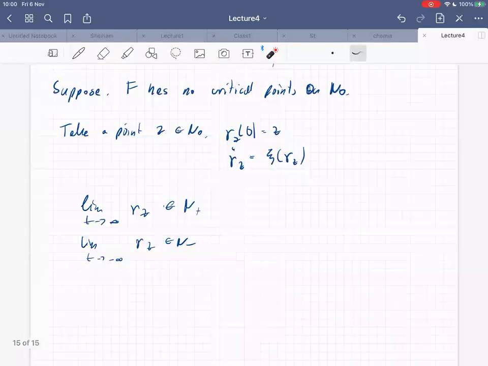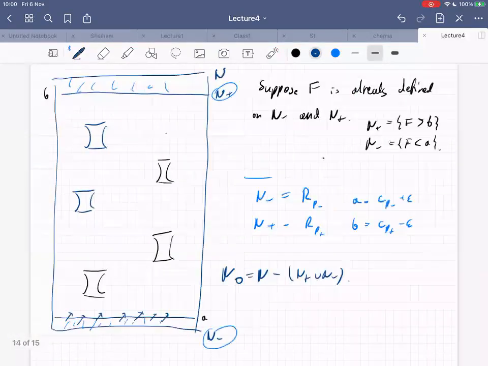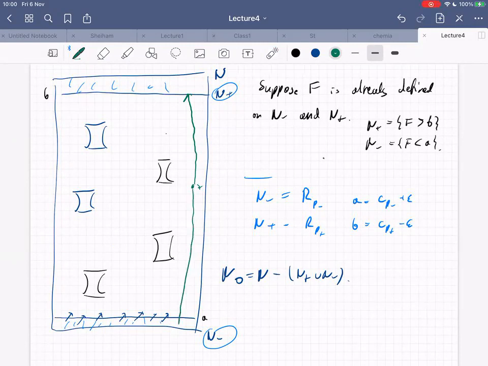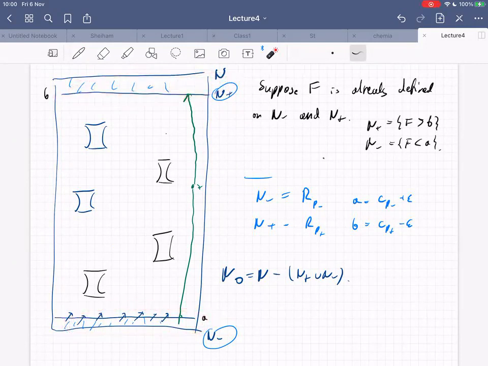So there is a T plus such that gamma z of T plus belongs to the boundary of N plus, and there is a T minus such that gamma z of T minus belongs to the boundary of N minus. Okay, we have a trajectory. Maybe I will choose different colors. So we have a trajectory and it goes up. It can't hit a critical point because the critical points are not there. But the function f is already defined in N plus and in N minus. In particular, on this boundary the function f is just equal to b, and at this point it is just equal to a.